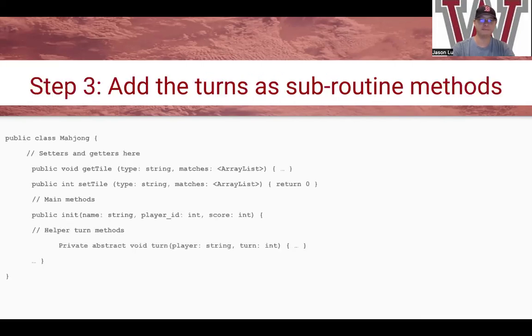Step three gets more bougie. Step three is to add the turns as subroutine methods.